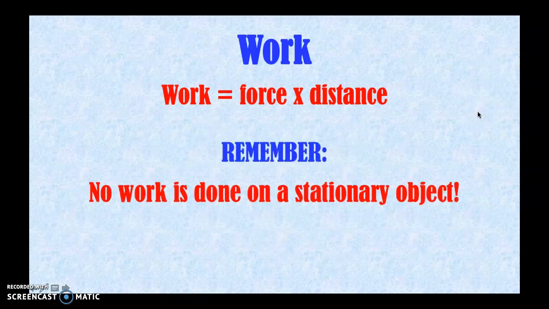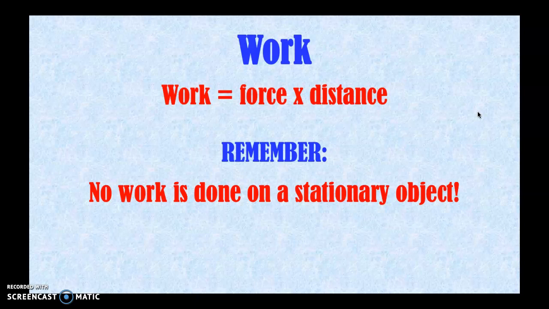Now, one other thing I would like you to remember, and this is from your worksheet. Many of you weren't sure about this after I graded it, but please remember, no work is done on a stationary object. If you remember your problem about the 45 Newton lady sitting on the bench, since she is just sitting there, she is not doing anything. There is no work being done.